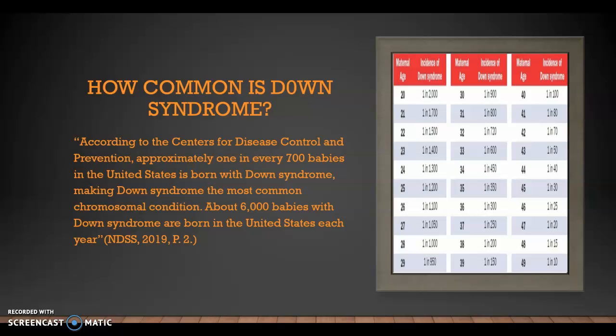According to the picture on the right, for a person whose maternal age is 20, the incidence of Down syndrome is 1 in 2,000. For a person whose maternal age is 49, the incidence of Down syndrome is 1 in 10. So according to the chart, a person whose maternal age is 20 to 30 has a lesser chance of having a baby with Down syndrome than a person whose maternal age is 40 to 49.